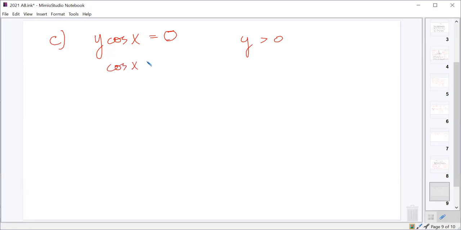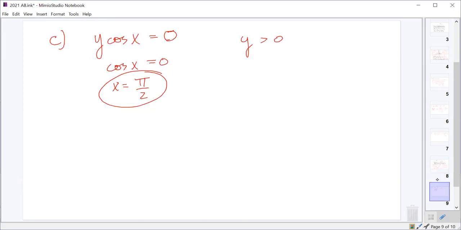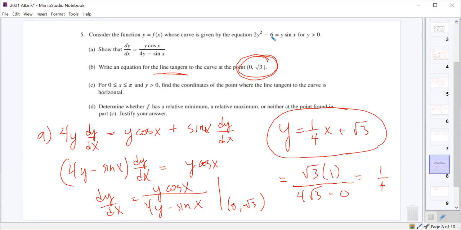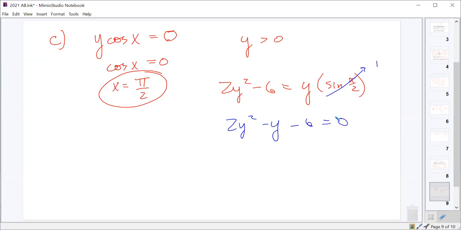So really, we just need to know when cosine x equals 0 on the interval from 0 to pi, and that is at x equals pi over 2. Did it ask anything else in that? Find the coordinates of the point. Yeah, so if x is pi over 2, then we go back over here: 2y squared minus 6 equals y times sine of pi over 2, and sine of pi over 2 is 1. So really that's just 2y squared minus y minus 6 equals 0.